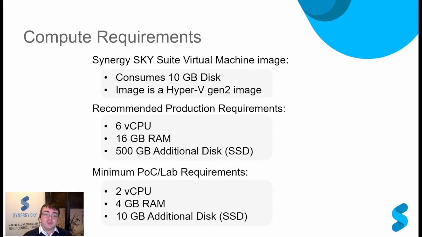However, if you're looking to deploy this as a proof of concept or lab, then we do have lower specs that you can use, which is 2 vCPUs, 4 gig of RAM, and 10 gig additional disk SSD. However, if you're looking at taking your POC or lab into production, I highly recommend deploying the recommended production specs.